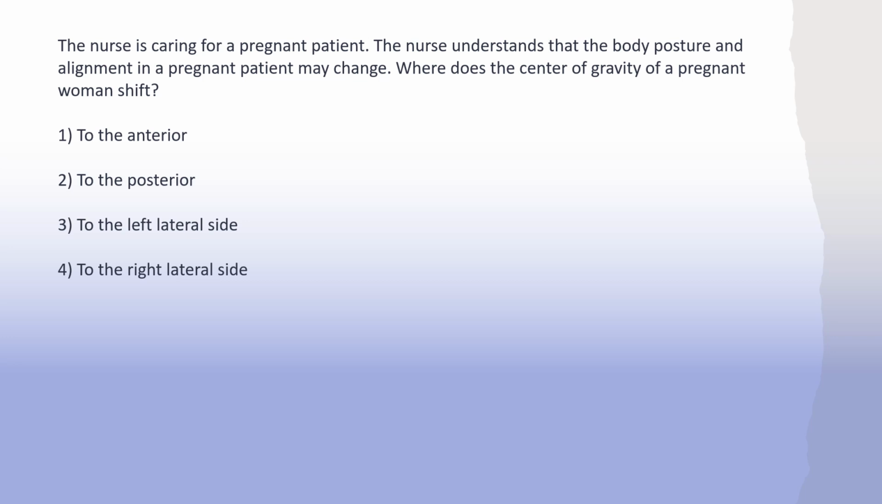The nurse is caring for a pregnant patient. The nurse understands that the body posture and alignment in a pregnant patient may change. Where does the center of gravity of a pregnant woman shift? 1, to the anterior, 2, to the posterior, 3, to the left lateral side, 4, to the right lateral side.